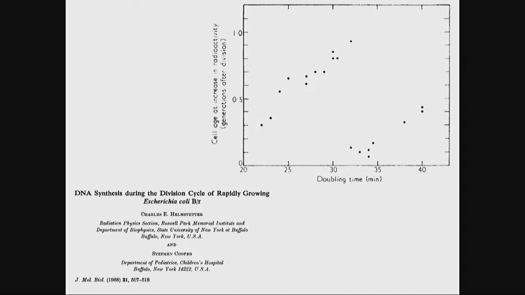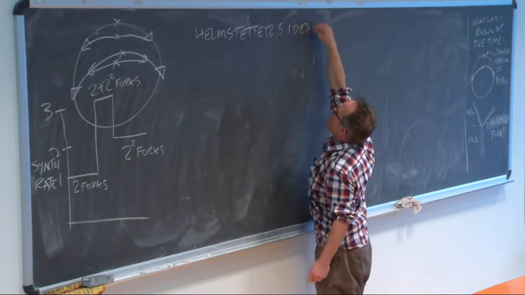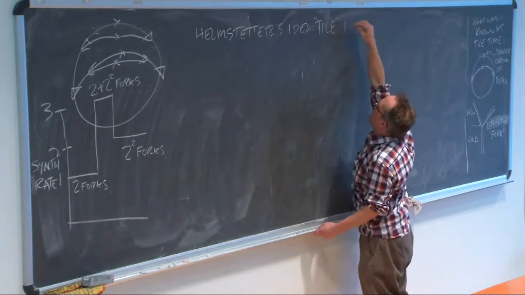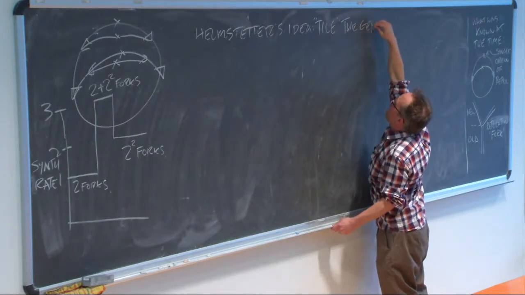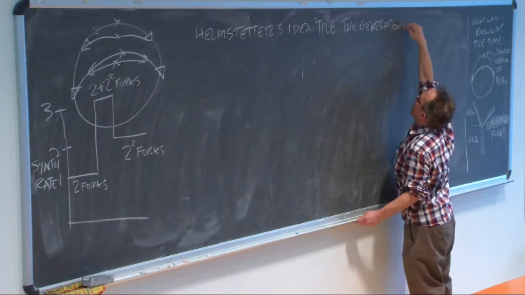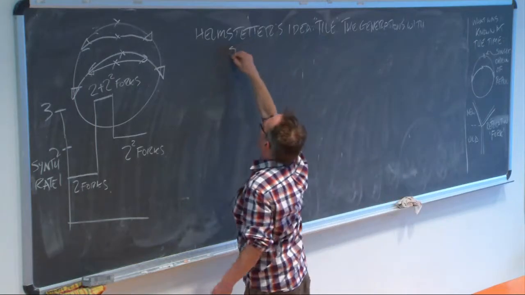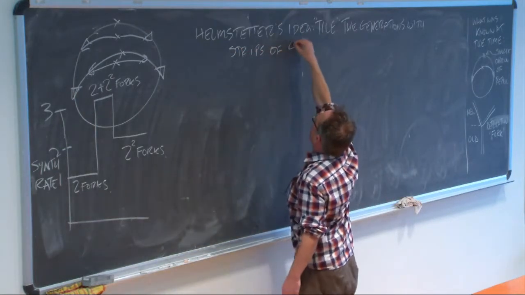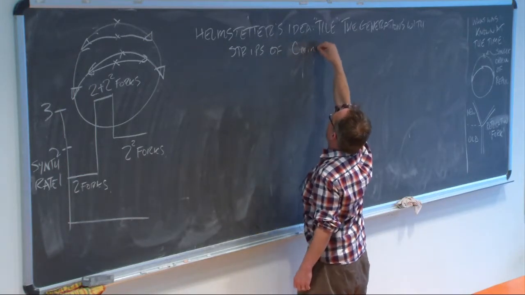And as I say, he just literally drew tiles. So one tile was the division time. All right, I'll sketch it. It'll just take 1 minute, then we'll break for lunch. Okay. So Helmstetter's method is to tile the generations with strips of tau minutes, C minutes, and D minutes.